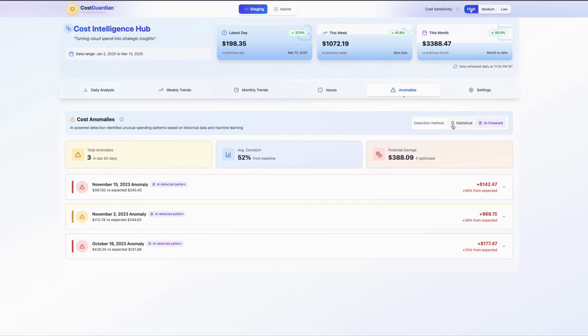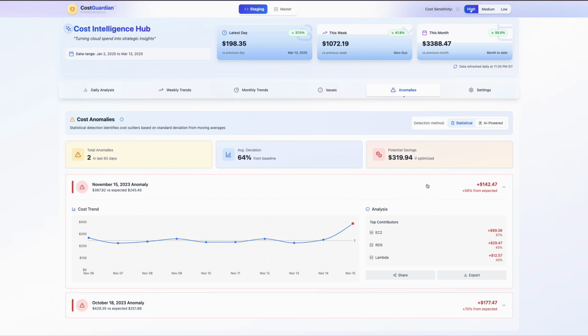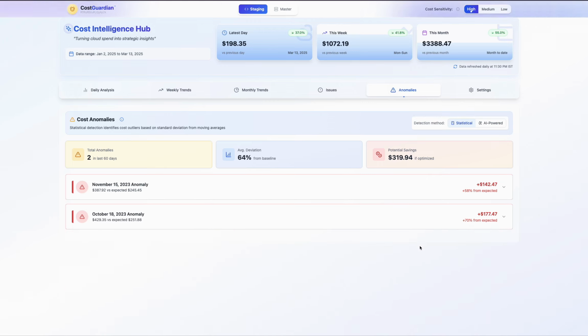There is also a statistical method. Suppose you do not link any AI LLM with CostGuardian, you get a free statistical detection method where we don't use any LLM. We use just standard deviation and 7-day variation to detect the cost change. It's also similar to the AI powered one, but it does not provide you deep analysis and the suggested steps you can take to resolve the issue. But yeah, you will get the anomalies in the statistical method too.